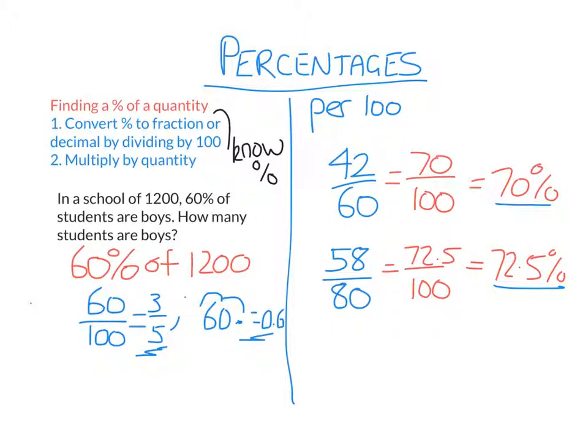So how many students are boys? I just go 0.6 times 1200 and I get the answer 720. So in this school, 720 students would be boys. We also need to know how to apply this to financial math. So I'm going to rub out the right-hand side of this slide. Please pause and copy it down if you need.